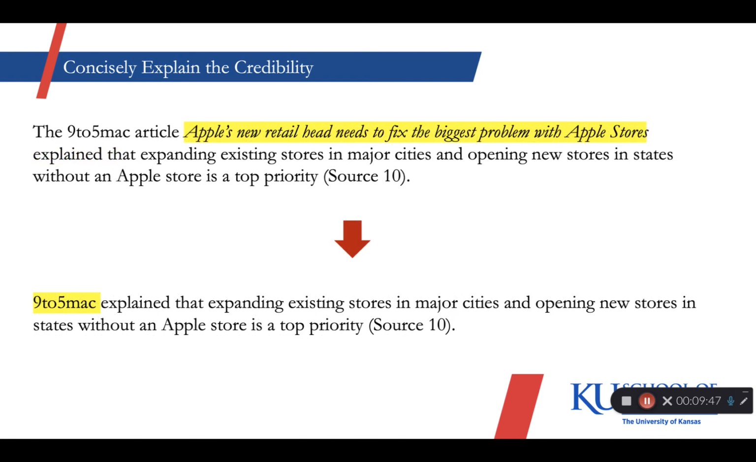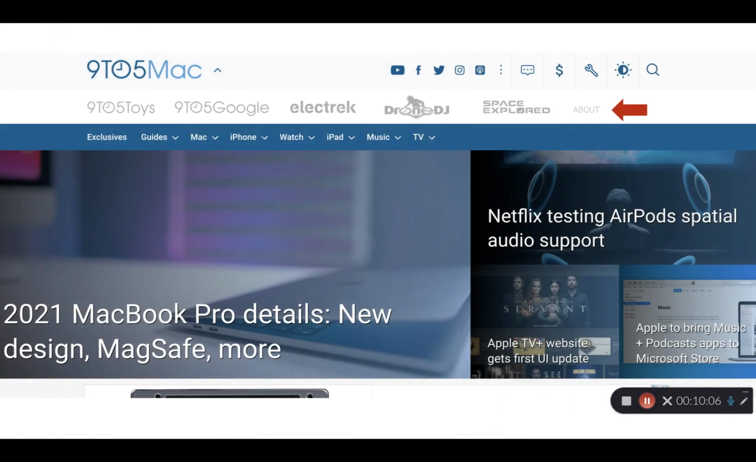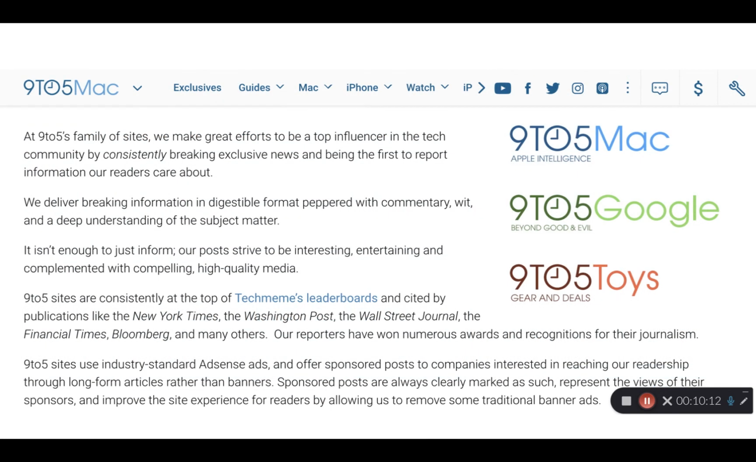If the source title is unfamiliar, include a phrase to explain the credibility. Here, you can remove the article title since this does not enhance the information. However, since your reader might not be familiar with the source 9 to 5 Mac, you need to add an explanation. The About tab of a website is a good place to find information. Using this information, write a concise phrase to explain the source to the reader.